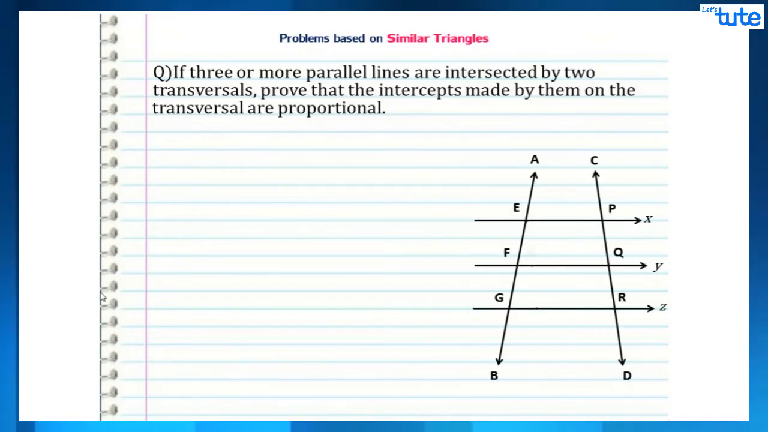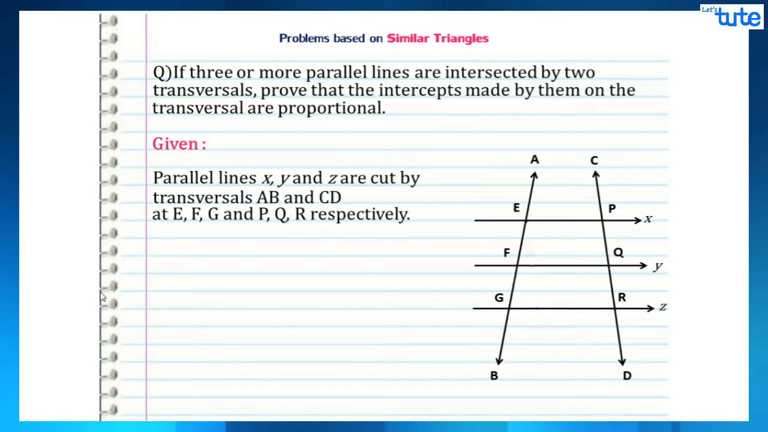Now, let us look at the question. It says, if three or more parallel lines are intersected by two transversals, prove that the intercepts made by them on the transversal are proportional. So here we have been given that three or more parallel lines are intersected by two transversals.